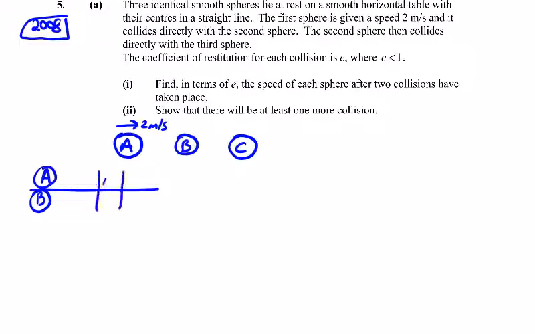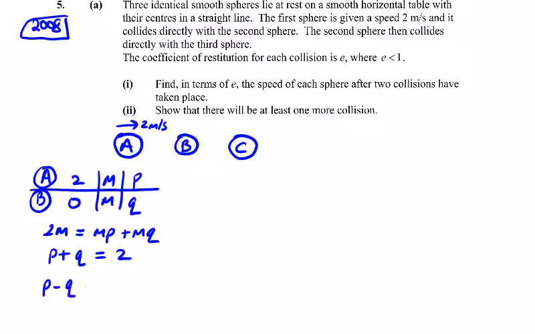They have identical masses, so M and M, and we have a 2 and a 0 and a P and a Q. So we're going to get 2 times M plus 0 times M is equal to M times P plus M times Q. So P plus Q is equal to 2. So conservation of momentum, Newton's experimental law, it's going to be P minus Q over 2 minus 0 is equal to minus E, so we just write minus 2E. So we're going to get 2P is equal to 2 minus 2E.